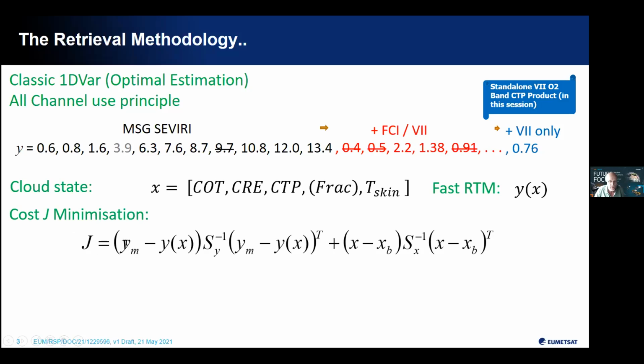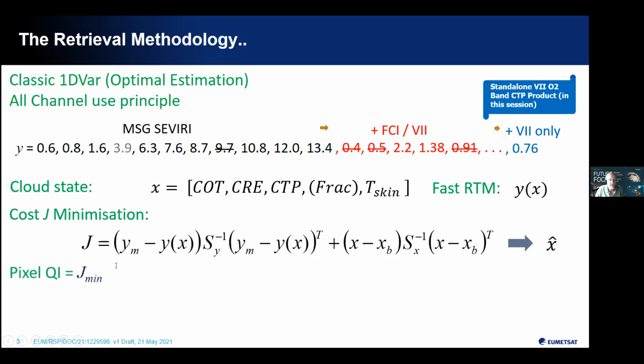not exactly minimize, but get a small, or minimize the cost function, get an agreement between the measurements and the measurements calculated at your state using this fast RTM, weighted by any measurement error vector, measurement errors you wish to put in. This is a prior term, which doesn't really apply to the cloud properties, but applies to the skin temperature. Anyway, so you minimize this function, that gives you your optimal solution. That's why it's called optimal estimation.